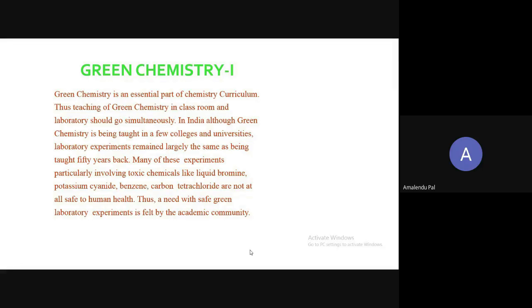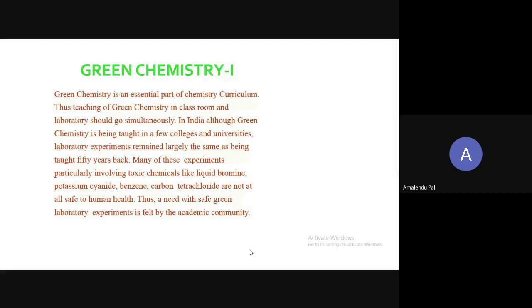I will tell you some of the things that are happening. Still we are working the same way as 50 years back. Many of the experiments, particularly involving toxic chemicals like liquid bromine, potassium cyanide, benzene, carbon tetrachloride, are not at all safe for human health. The fact is that when I was the director of pharmaceutical science, someone broke a liquid bromine bottle and his hand burned. Now the university is giving compensation to that person.